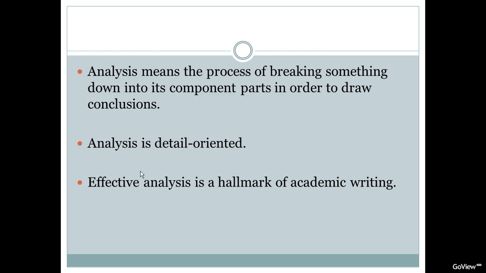Now, as you know, Composition 1 is a class whose focal point is an introduction to academic writing. And one of the most important parts of academic writing is being able to analyze effectively. Being able to look at the details of something, break it down into its tiniest parts, and draw conclusions or make observations based on the evidence that you find through that analysis.